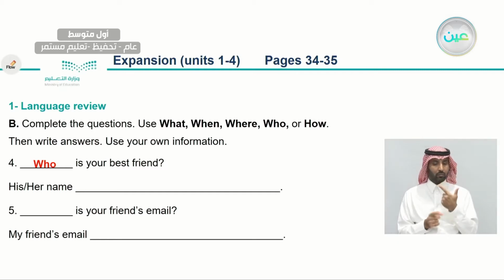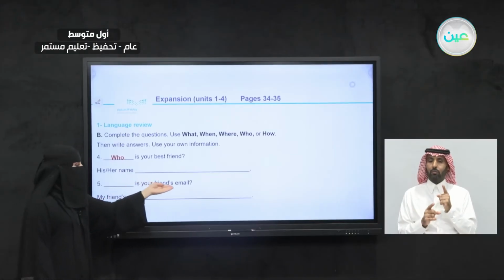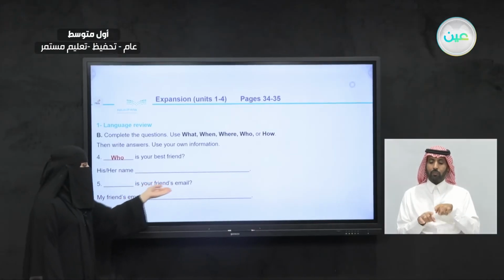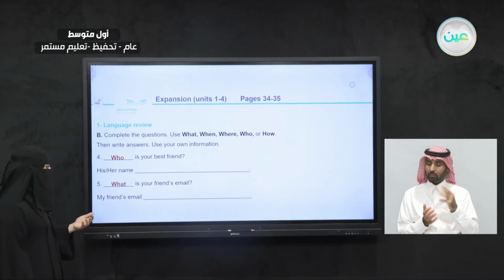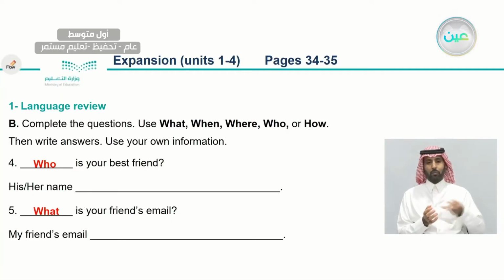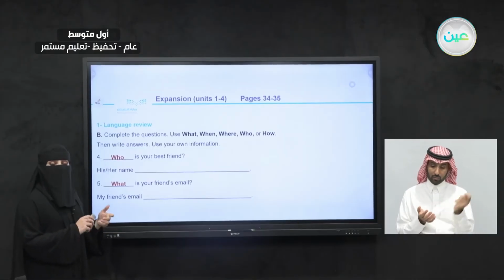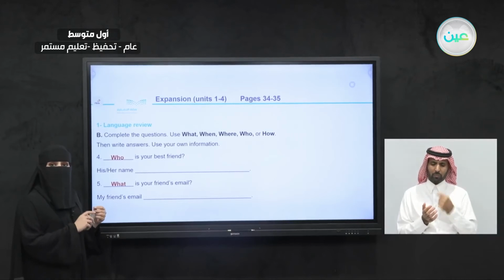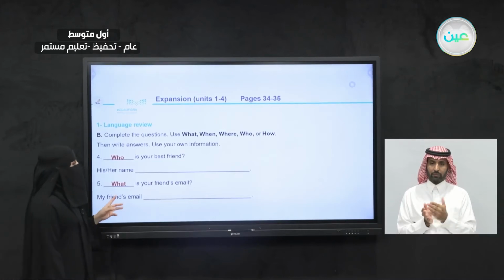Number 5, space is your friend's email. I'm asking about your friend's email. I'm asking about information. So the question would be, what is your friend's email? And the answer would be, my friend's email is, and remember, we learned how to write an email. Most of the time it starts with a name or abbreviation for a name, at, then a server, dot, and the rest of the information.